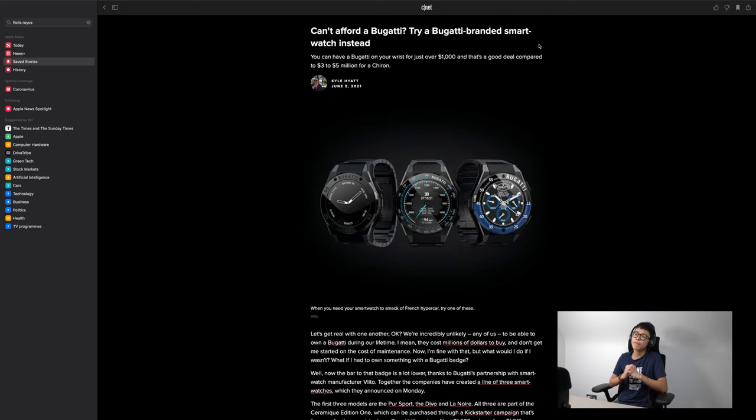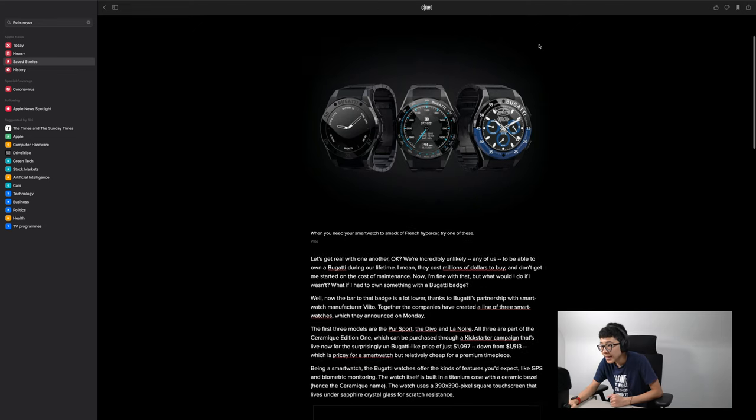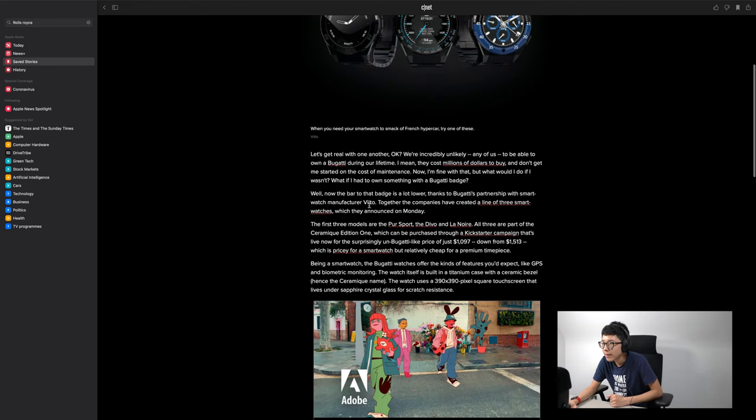Okay, let's talk about some accessories for your car. If you cannot afford your dream Bugatti, you can afford maybe a smartwatch, Bugatti brand of smartwatch, for $1,000 instead, which is quite a lot of money for a smartwatch, let's be honest. But it is the Bugatti way. And these are smartwatches, and I believe they're made by Vilto, the brand called Vilto. I have never heard of that brand, and they're making Bugatti edition smartwatches.